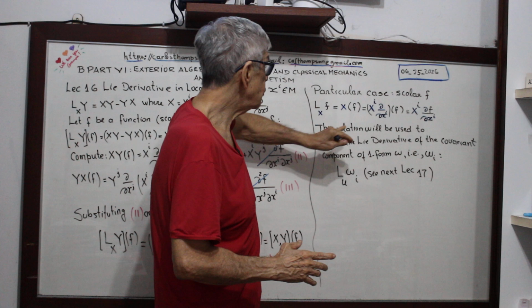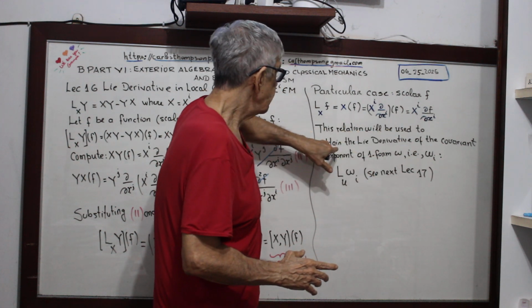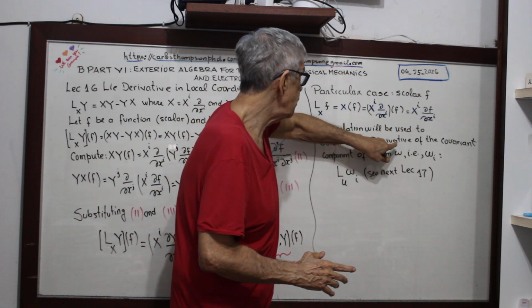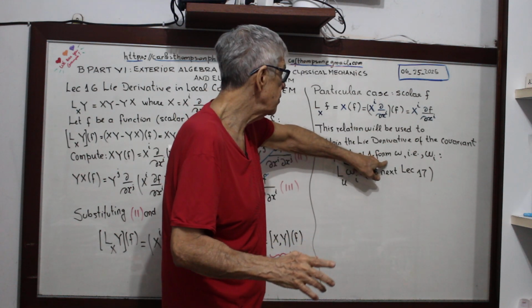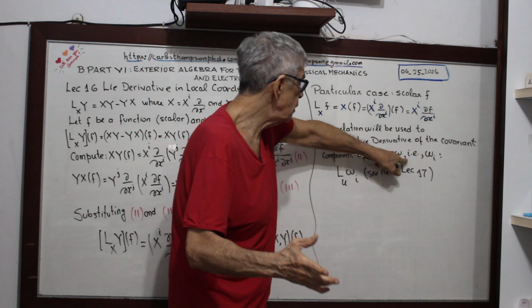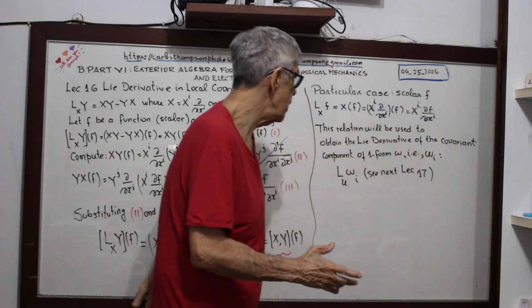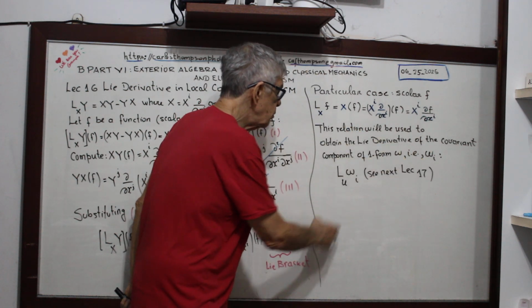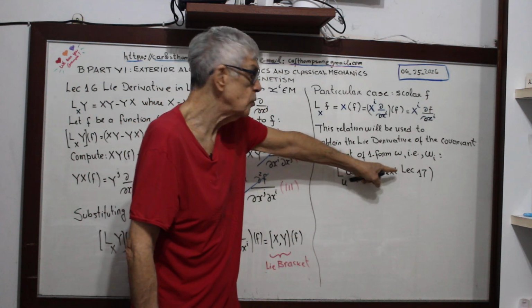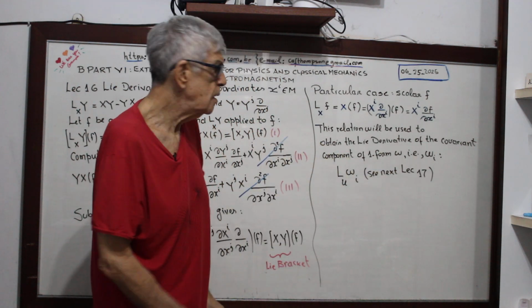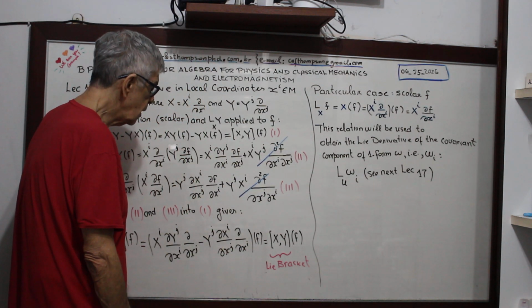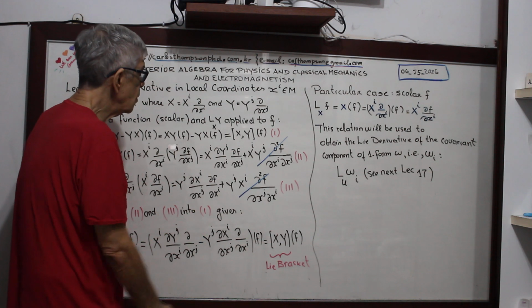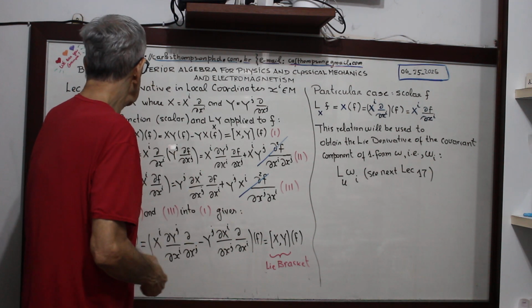Now, this relation will be used to obtain the Lie derivative of the covariant component of a one-form. The covariant component is omega sub i. This will be derived in the next lecture, lecture 17. That's clear, what is written in this lecture 16.